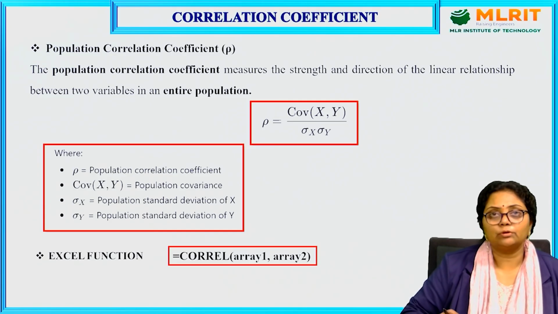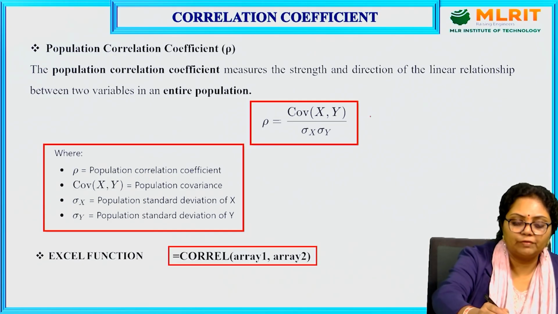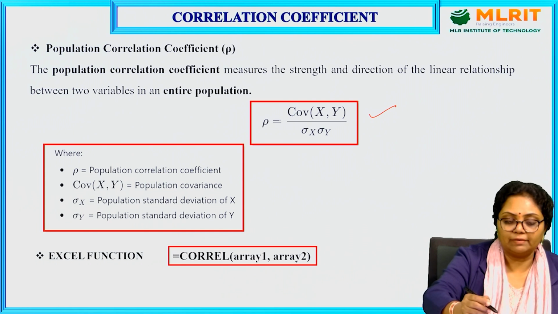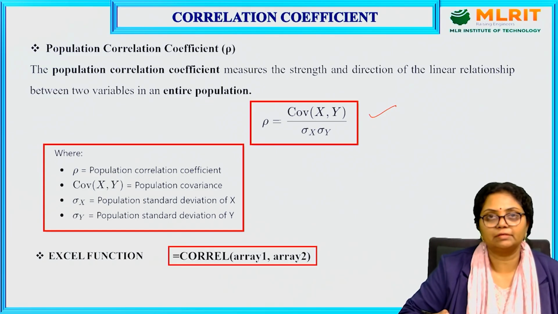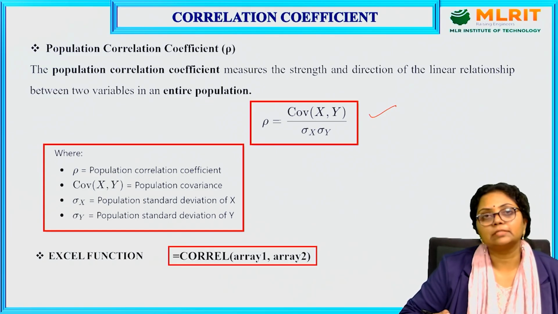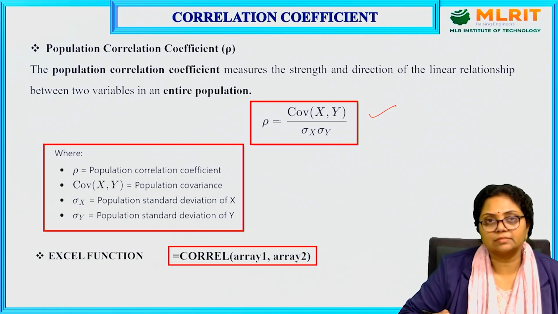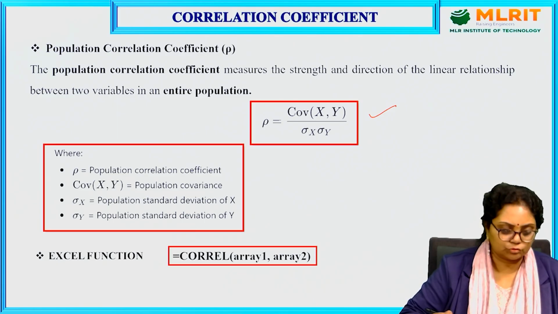Now, the population correlation quotient. The population correlation quotient is the covariance of x and y, which we have already calculated in the previous slides, divided by the standard deviation of x and the standard deviation of y. For this, the associated Excel function is CORREL, array 1, array 2.